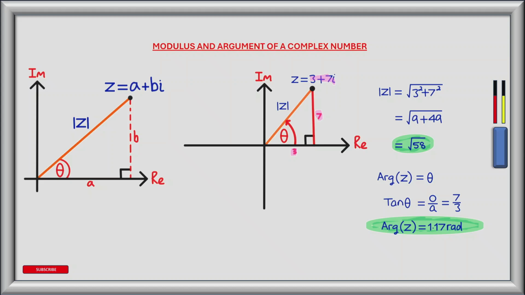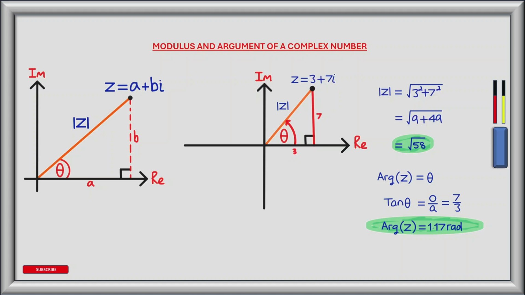The third side, the hypotenuse, is the modulus, and to find the modulus, we need to find the length of the orange line. To do this, we can use Pythagoras' theorem. So the modulus of z is equal to the square root of 3 squared plus 7 squared, which is equal to the square root of 9 plus 49. And therefore the modulus of 3 plus 7i is the square root of 58.